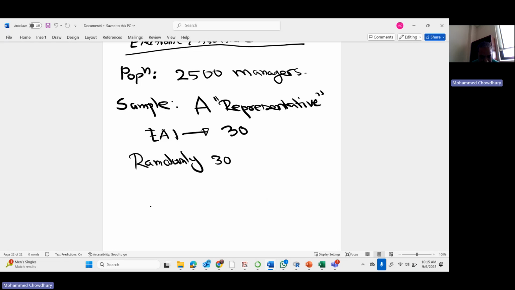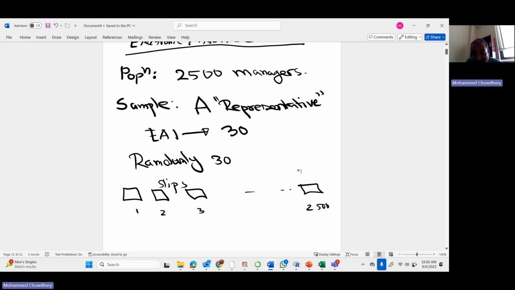Because there are 2500 managers, I can create slips of 2500: slip 1, slip 2, slip 3, and so on up until slip 2500. On these 2500 slips I put the names of the managers, and then I mix them in a big box or jar, and I randomly pick one after another until I get a sample of size 30. Then that sample will be called the representative sample.